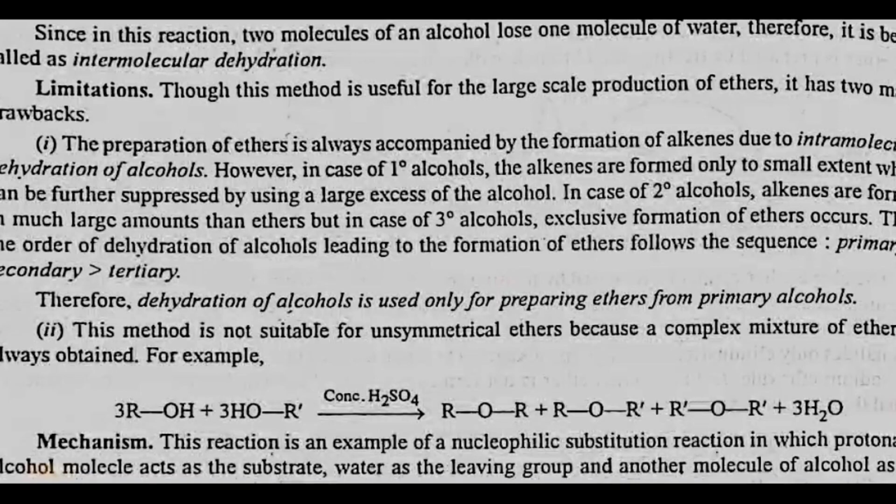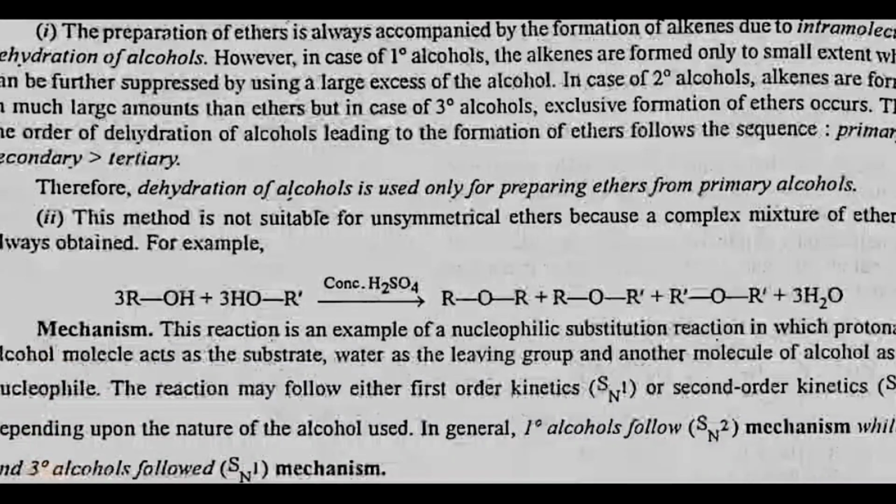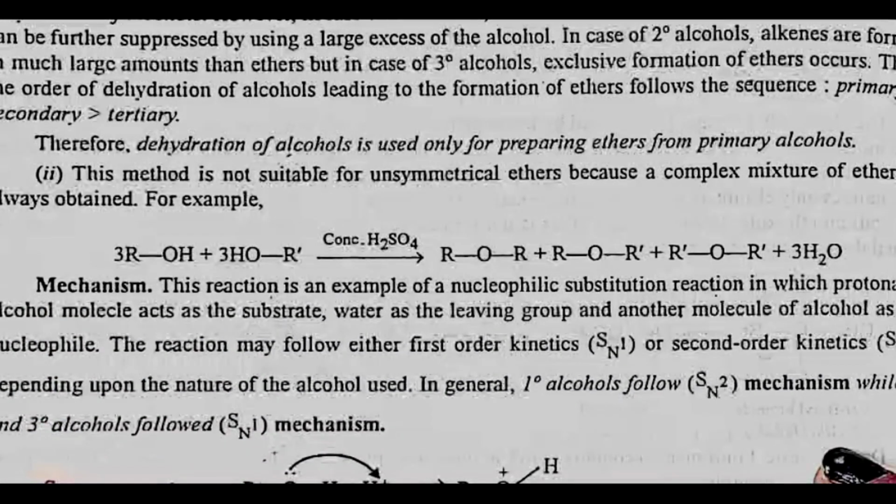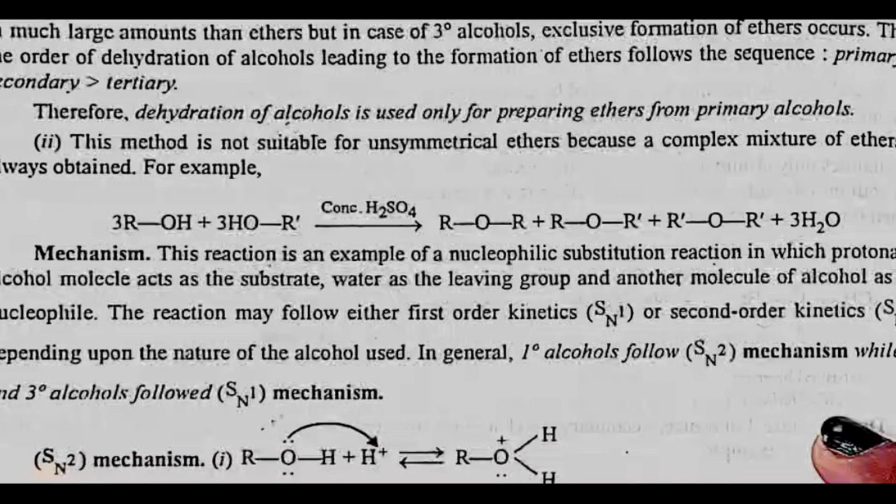In case of 2° alcohols, alkenes are formed in much larger amounts than ethers, but in case of 3° alcohols, exclusive formation of alkenes occurs. Thus, the order of dehydration of alcohols leading to the formation of ethers follows the sequence: primary > secondary > tertiary. Therefore, dehydration of alcohols is used only for preparing ethers from primary alcohols.